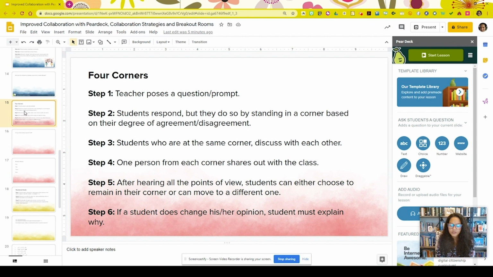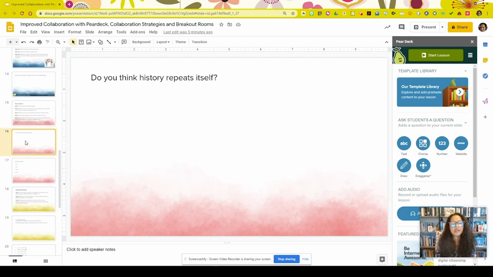Okay. So for the four corners, you're probably thinking, how am I going to do this remotely? And especially if maybe you don't have the use of breakout rooms, how is this going to work, right? So let's pretend that this is our prompt. Do you think history repeats itself? So let's say we're about to have an election tomorrow. Maybe you are teaching a lesson because you're a civics teacher. Maybe you're teaching a lesson about presidential candidates and their stance and the things they believe in, right? So do you think history repeats itself?